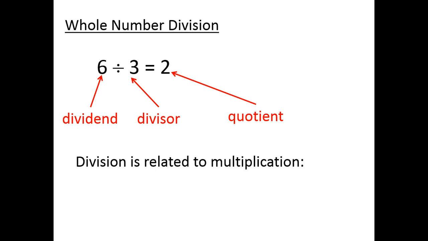There is a relationship between division and multiplication because they're inverse operations. So for example, if 6 divided by 3 equals 2, then we know that 6 equals 3 times 2.